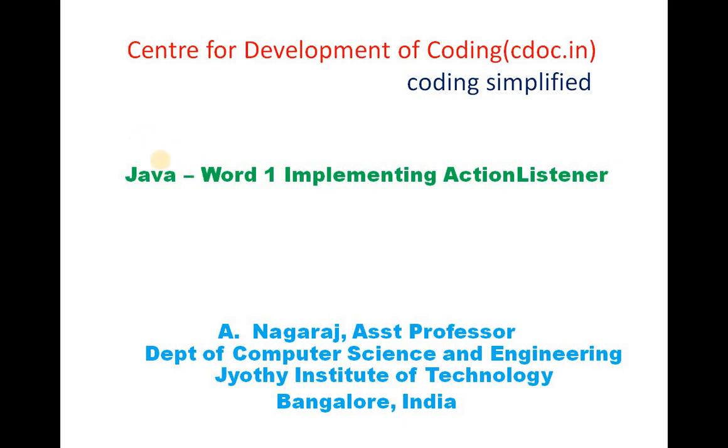So this is called Word1, Word2, Word3. There are three versions. Word1 will show how to implement the action listener interface in the same class. Then Word2 will show how to use the inner class. Word3 will show how to use the anonymous inner class. All these three versions will solve the same problem.